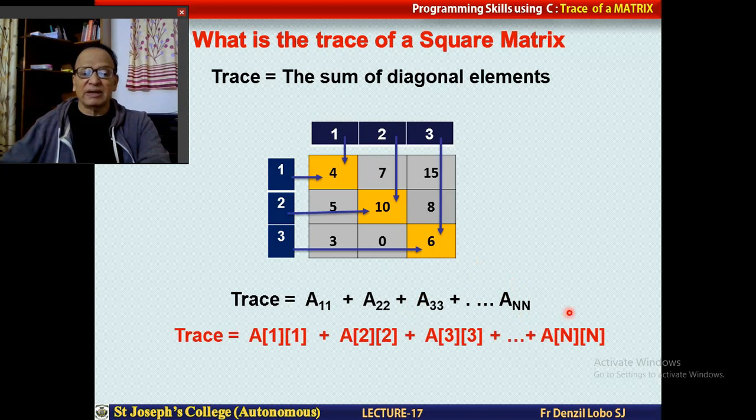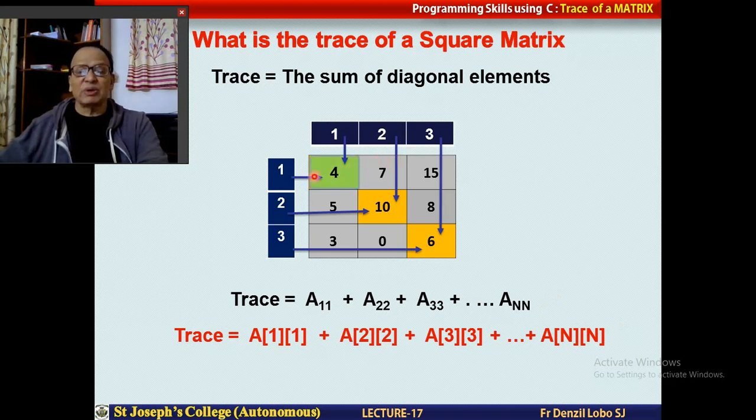So therefore, as I show here in C program or in our pseudocode, it is going to be A11 plus A22 plus A33 going up to ANN. But we cannot go on writing like this. We do not know how many rows and how many columns there are. Therefore, we need an algorithm or formula to find the trace of a given square matrix.